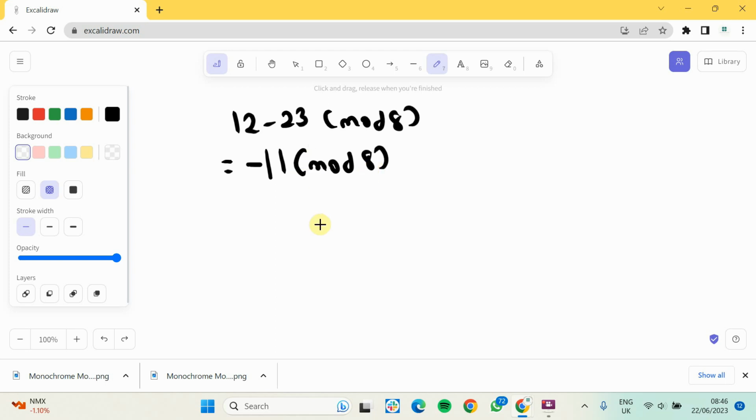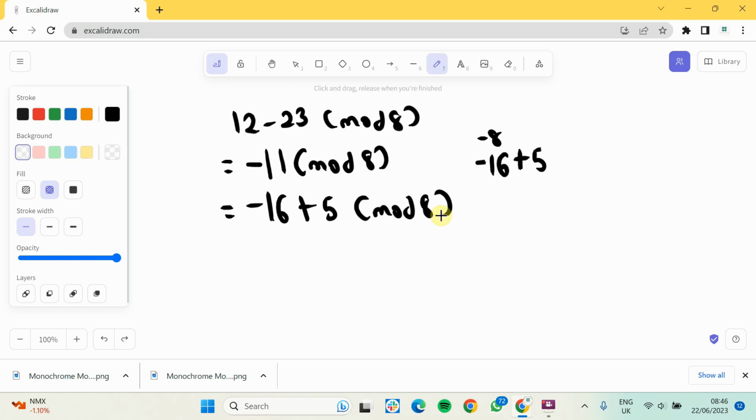Based on what we've done before, we start looking for multiples of 8, such that by the time we do some addition and subtraction from it, we'll be able to find this minus 11 back. Can we use 8? 8 cannot work, because minus 8 plus what never gives me minus 11. Let's go to minus 16. What positive value do I need to add to minus 16 to take it back to minus 11? I need to add 5. So this minus 11, I can rewrite as minus 16 plus 5 mod 8. And like we said before, this plus 5 is the remainder. So the value at the end of the day is 5 mod 8.